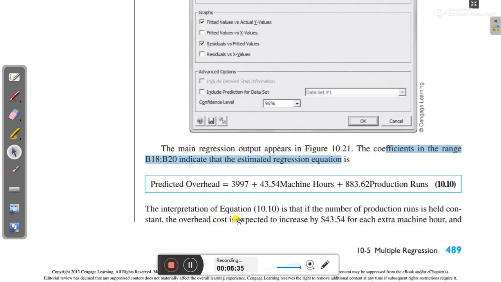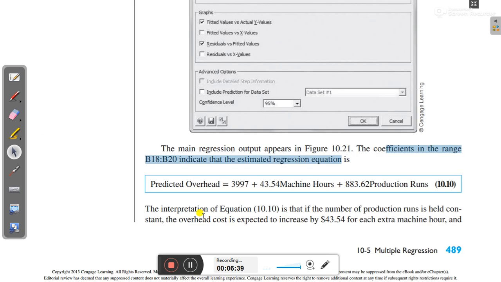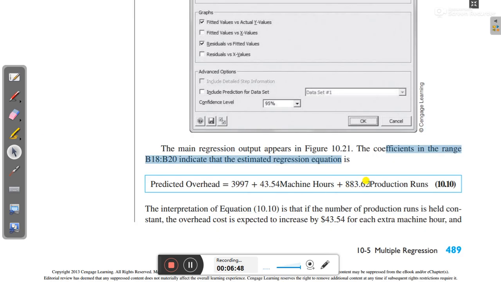So this is 3997 almost, 43.54 coefficient, and 83.62. Those are the constant, or you can say the values of the coefficients. Here machine hours and production runs are different variables, and predicted overhead is the dependent variable.